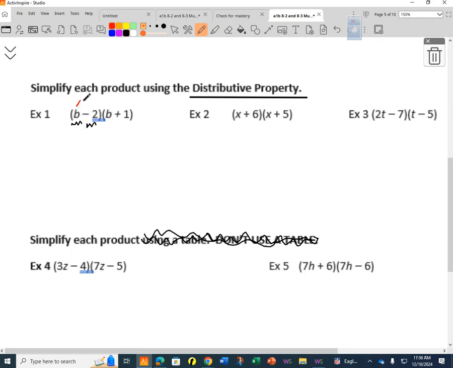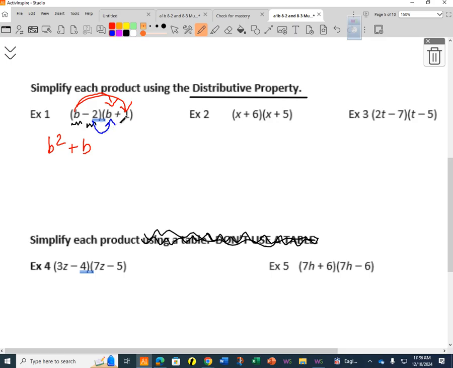So we're going to distribute the b to b. That means b times b. What is b times b? Say it loud. b squared. And what's b times 1? That's right, it's b. So we've now distributed this first term in the first binomial to everything in the other parentheses. So now we're going to distribute the negative 2.